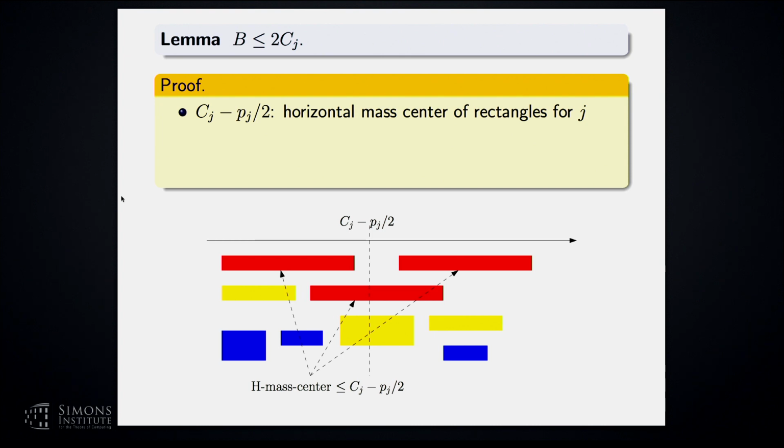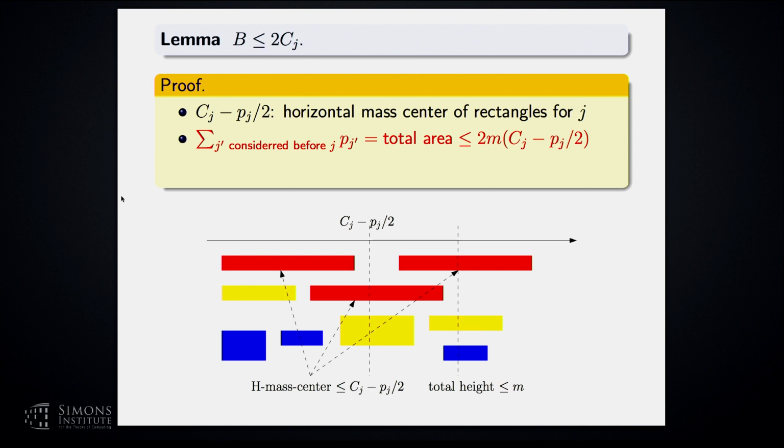But at each time point, we have a total height of M. So you can see the total area is at most 2 times this times M. Just the center of mass is here. Every time point, you have height M, and you cannot start before time 0. So that's the total area. And by the definition of busy time slots, this divided by M is the total length of busy slots before the start of J, which is at most 2 Cj.